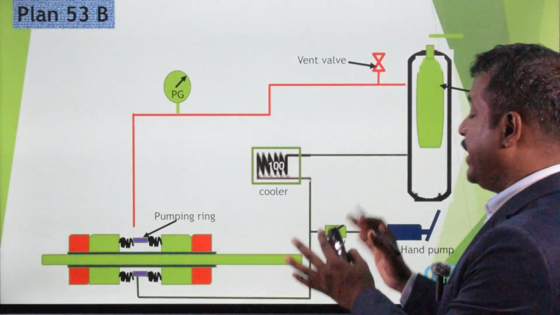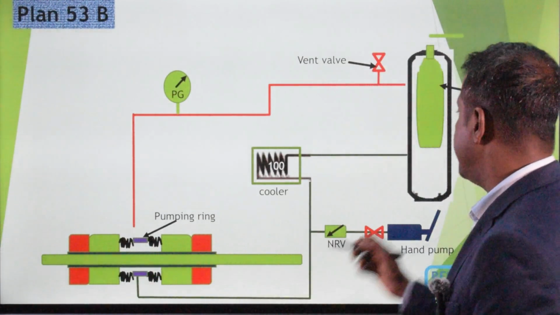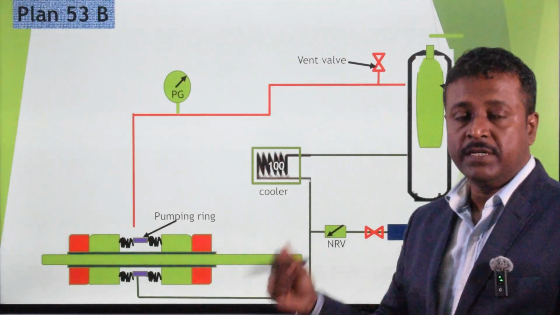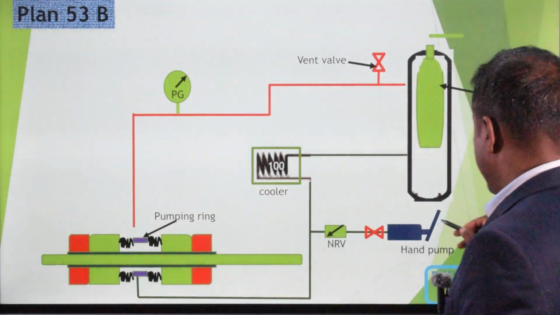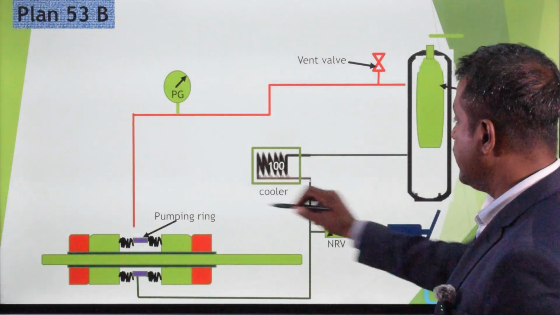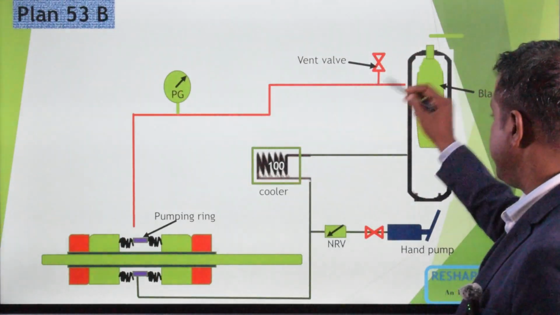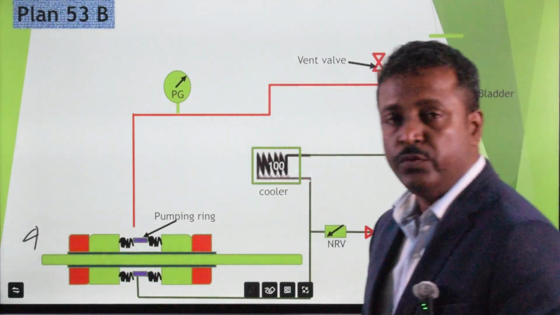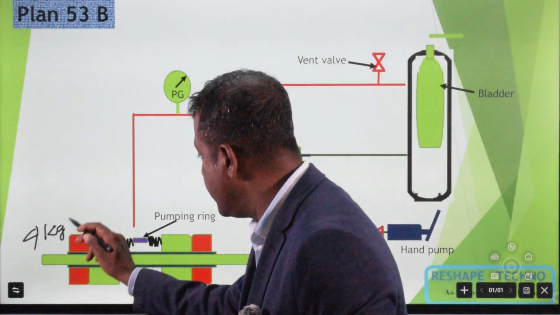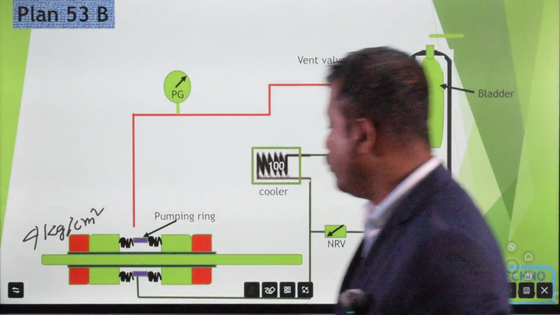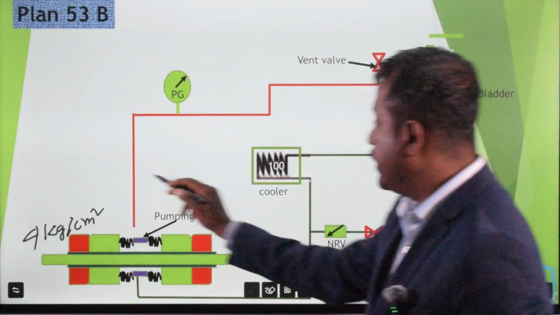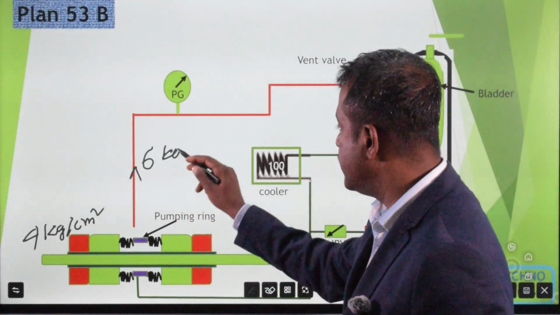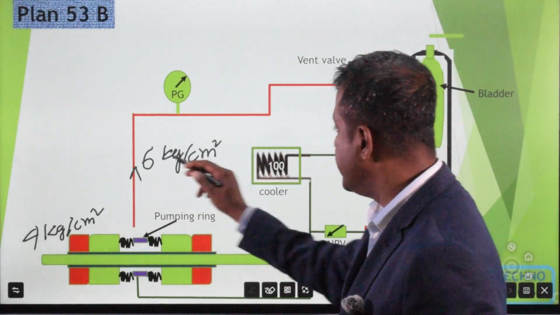Now, what are the main components of plan 53B? In plan 53B, we find a bladder accumulator. With this bladder accumulator, we pressurize the barrier liquid. In this system, we also find a cooler, a PG, a vent valve, a hand pump, and an NRV. If the stuffing box pressure is 4 kg, we generally maintain a pressure 1 to 2 bar more than the stuffing box pressure. That means your seal barrier pressure should be 6 kg, 2 kg more than your stuffing box pressure.